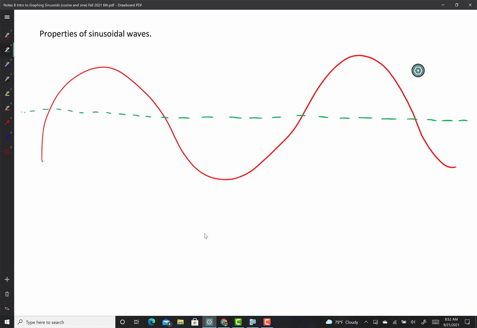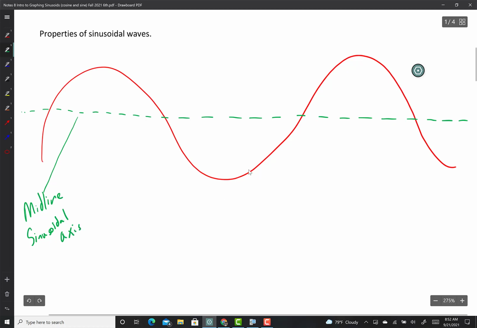That green dashed line is called many things, but the two most common names are midline and, in the scientific community, the sinusoidal axis. So maybe if you take some science courses, they might call it the sinusoidal axis. In math, they call it the midline. Depending on the university that you go to, you might hear either of those two most common names. It has other names too. You can also call it your vertical shift, your vertical phase displacement, and all that good stuff.